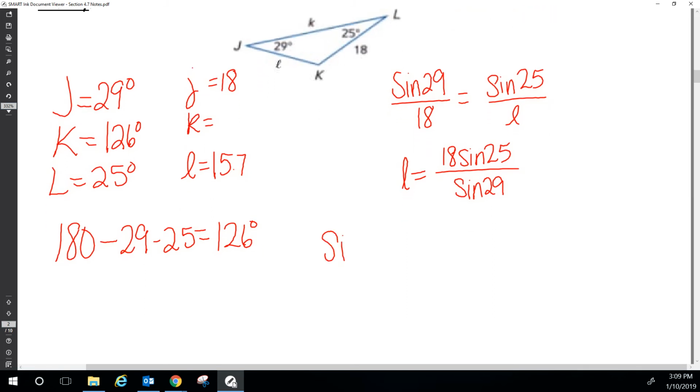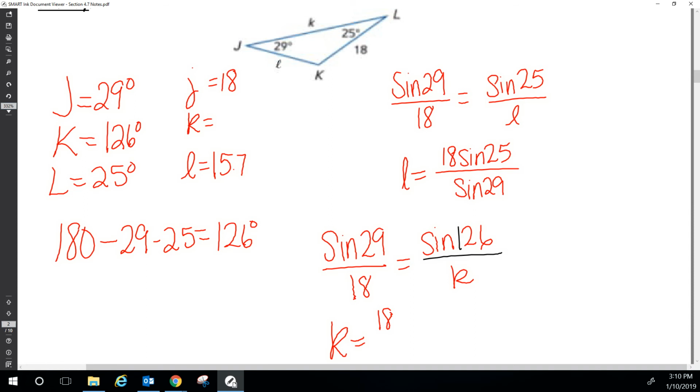So here I've got sine 29 over 18 is equal to sine 126 over little k. Little k is 18 times sine 126 divided by sine 29. And that would be 30.